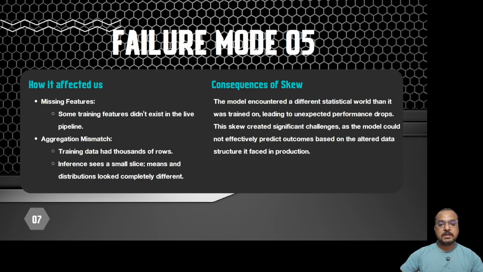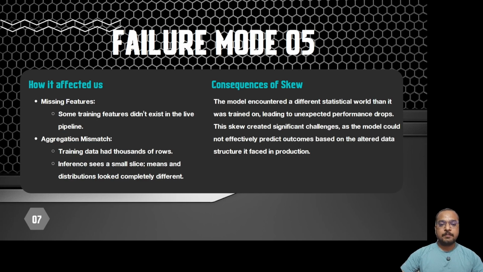The second was more subtle, aggregation mismatch. Our training data had a large number of rows representing historical patterns across many time periods. But at inference time, we are passing a much smaller slice of data, just what's needed for the current prediction. The aggregations computed on training data, means, distributions, rolling statistics, looked completely different when computed on inference data. The model was essentially seeing a different statistical world than the one it was trained on.